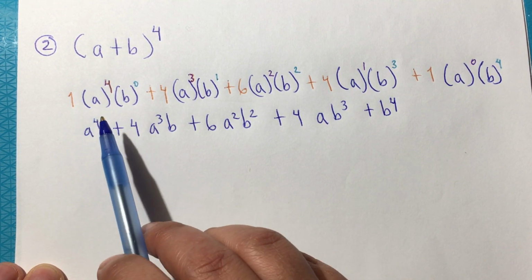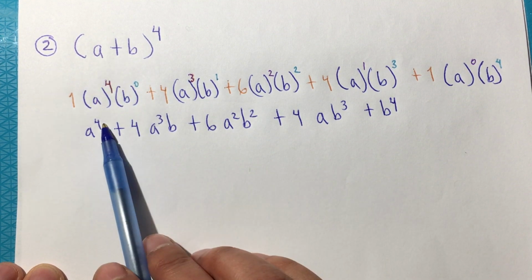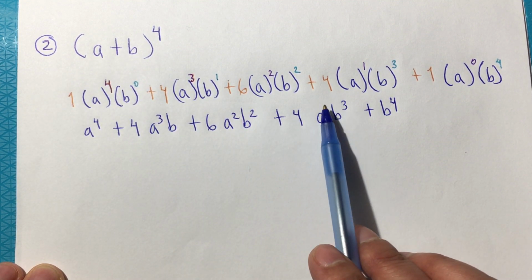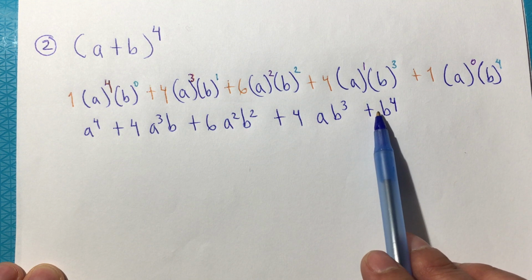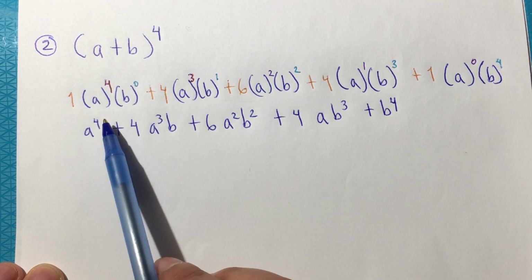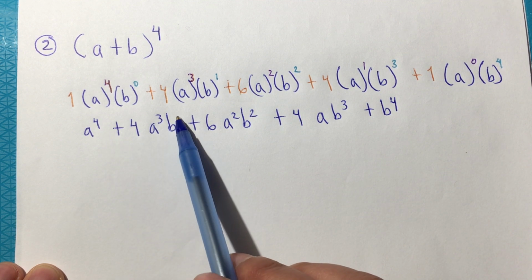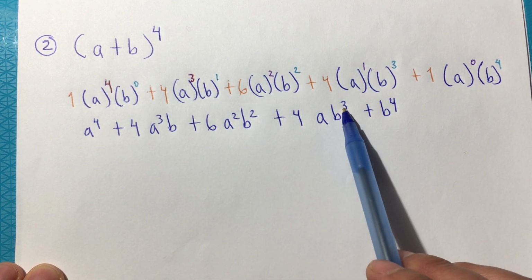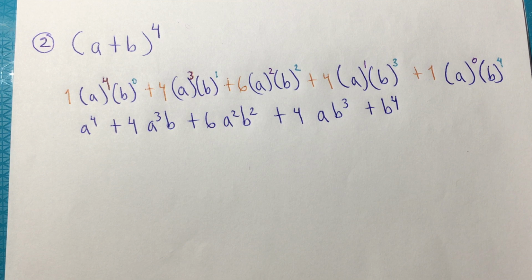Notice again how we have, for the first one is 4, 3, 2, 1, and then 0 for a. But then for the second, for b, we have b to the 0. That's why it's not here. To the 1, 2, 3, 4. So that's another relationship that we can see. And we can see it only when there are variables.